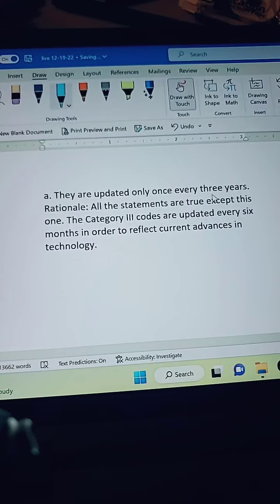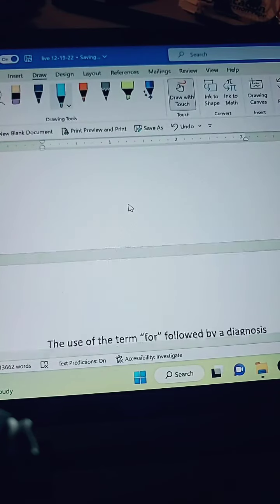They are updated every 3 years. That's cool. Category 3 codes.